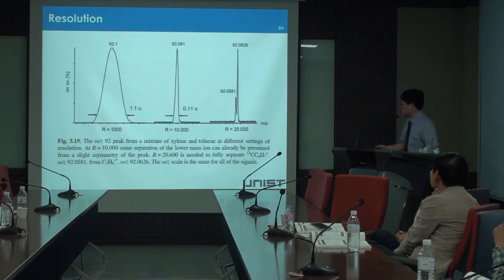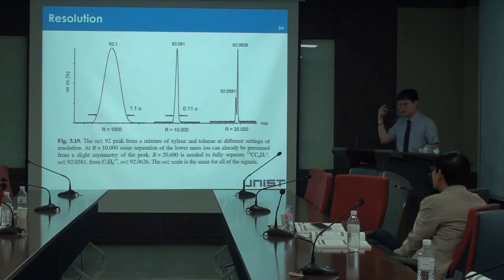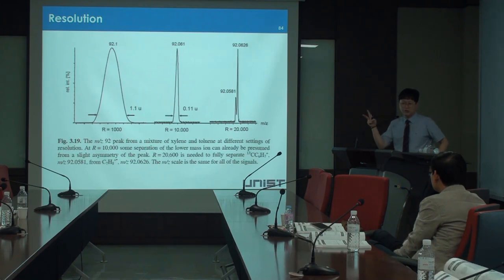Another issue for resolution, for example, is thousands, 10,000 and 20,000. When we use low resolution MS, you can find just one peak, and you think there is one chemical. But if we use high resolution MS, you can say there are two chemicals. So this is why we use HRMS.